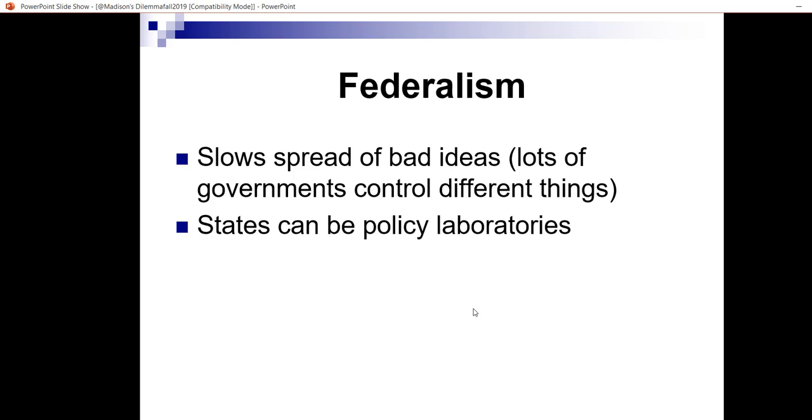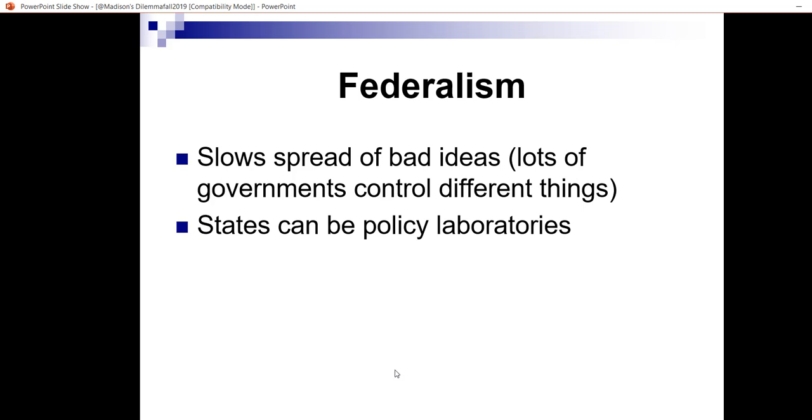And so different states can say, I think I'll hold off on legalizing marijuana until I see how the effects are in California and Colorado and Alaska, etc. So federalism is a way of guarding against tyranny of the majority because there are lots of different governments in control of lots of different things.